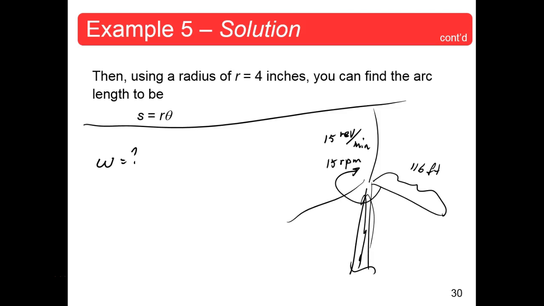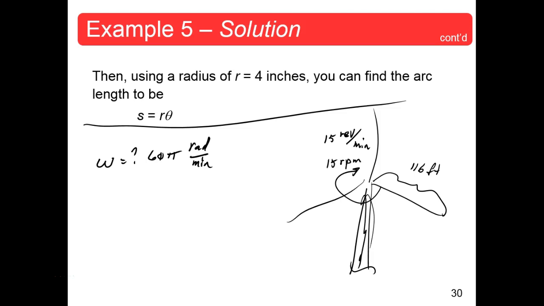Now, here we have to do some thinking. If this is 15 revolutions per minute, but we want our omega in radians per minute, what we have to come up with is how many radians are in a revolution. And a revolution is one time around. How many radians are in that? 2 pi radians. So you multiply the 15 by 2 pi, and you get 60 pi radians per minute. That is your omega.